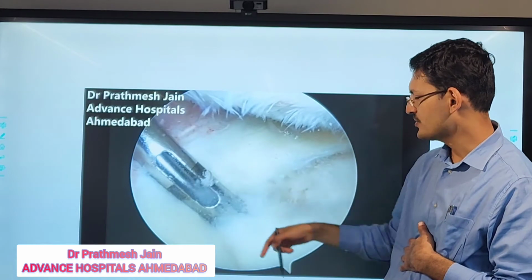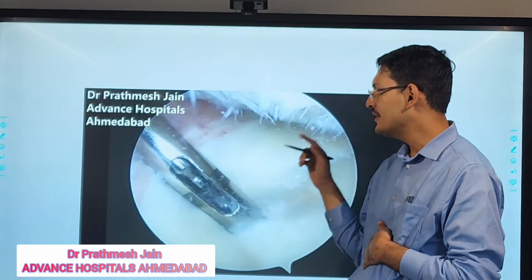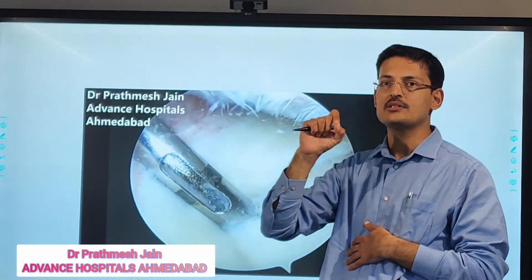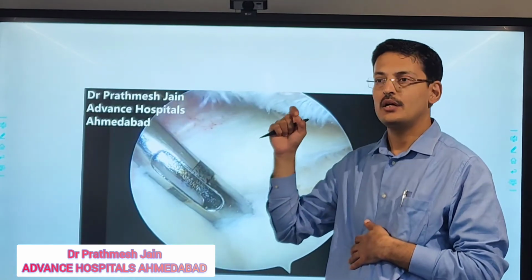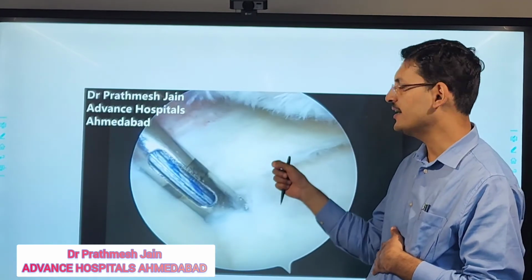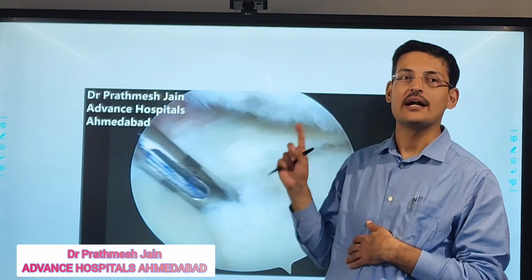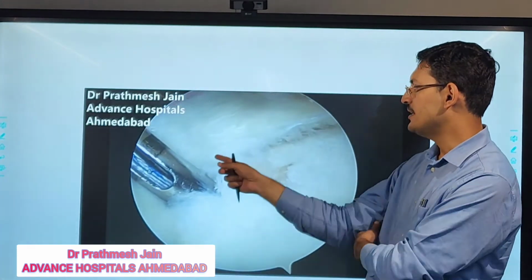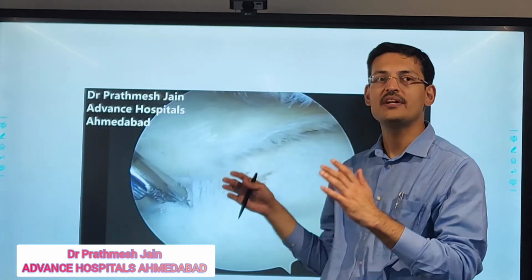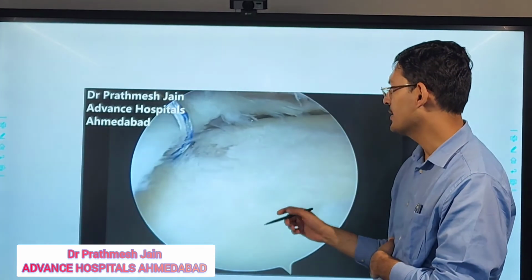And this is my first anchor. This is an all-suture anchor, just like our other anchors. But this anchor has the quality that we have reduced the thread size, so that the knots that we make here are very, very low profile, and they are not irritant to the cartilage. Okay, so this is how this anchor is different from the conventional all-suture anchors which are available in the market.